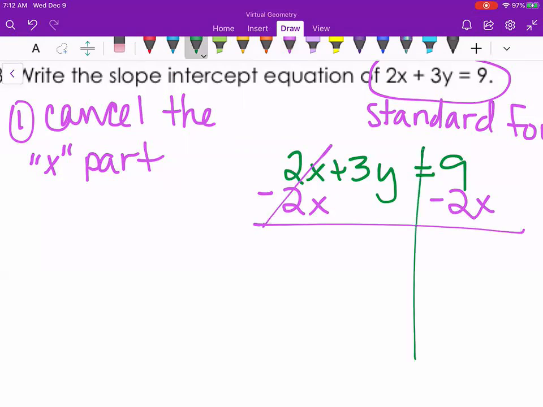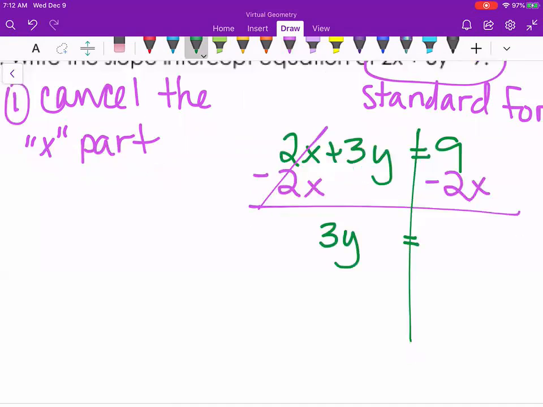So I still have 3y left on the left side, equals. Now, I can't just take 2x away from 9. One is a variable, one is not. So the only thing I can do is write it out. So a negative 2x, and 9 is positive, so plus 9.